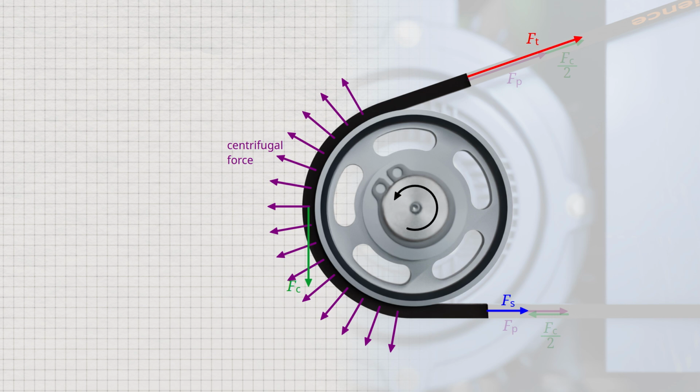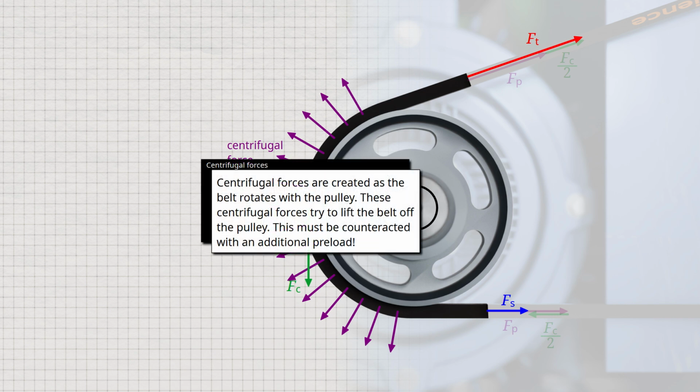To avoid this, the belt must be additionally tensioned by the amount of centrifugal force acting during operation. This is done by increasing the preload force by the amount of the later acting centrifugal forces. This additional belt tension is called the centrifugal belt force. So note, centrifugal forces are created as the belt rotates with the pulley. These centrifugal forces try to lift the belt off the pulley. This must be counteracted with an additional preload.